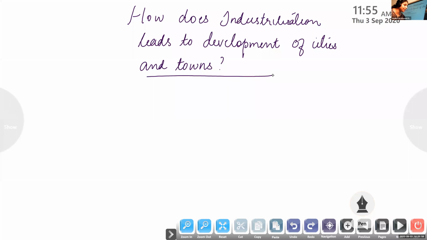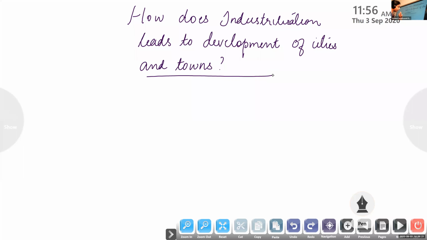What all changes will happen in your village after setting up an industry? Laborers will come. Yes, I will write your answer here. All of you must give an answer. You can share your ideas.